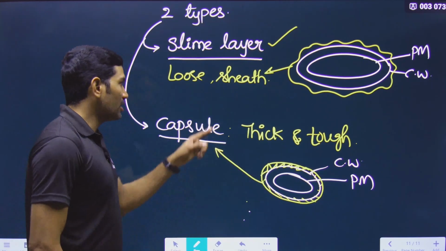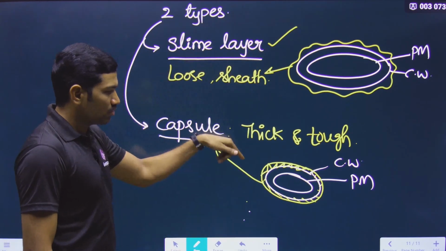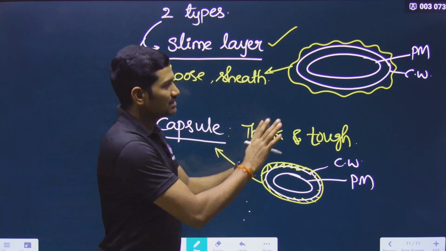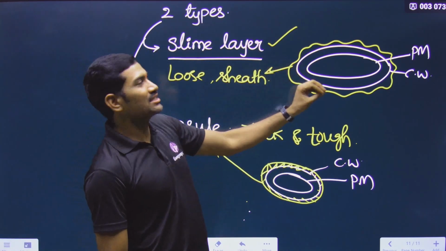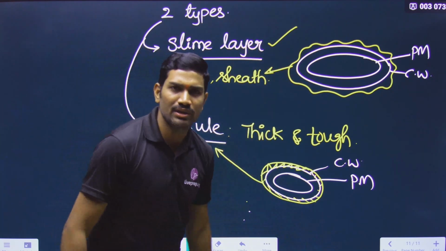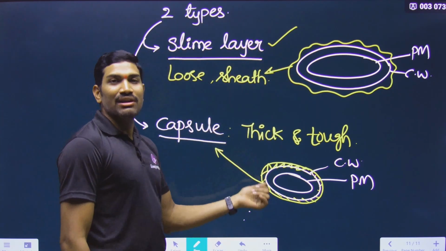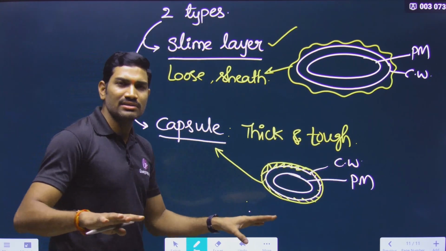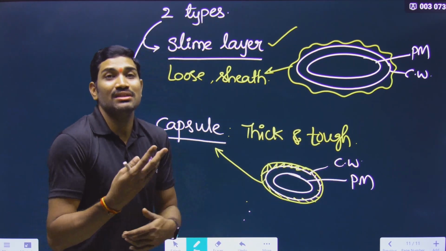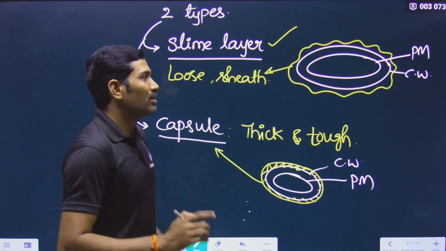And mainly, what is the role of this slime layer? What is the role of the capsule? In the NCERT, they simply said that if glycocalyx is present as a loose sheath-like structure, it is called a slime layer. Completed. Over. And if glycocalyx is thick and tough, then it is called a capsule. NCERT sentence is completed. But we need to understand the function at least. What is the function?